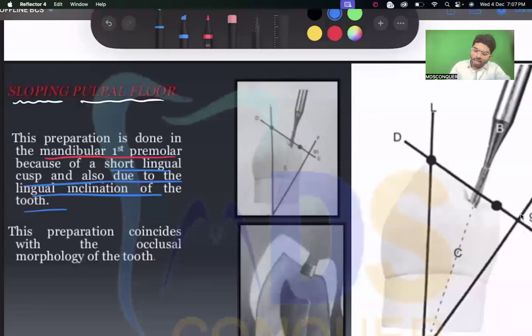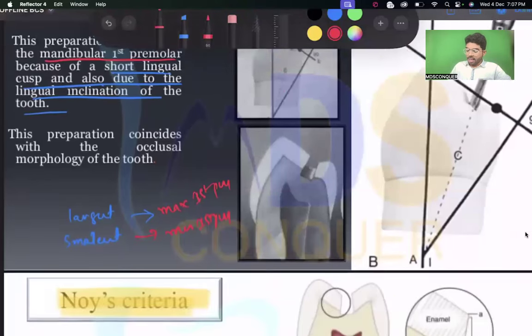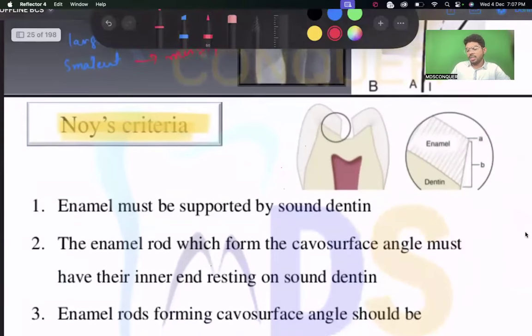Which is the smallest of all the premolars, and which is the largest of all the premolars? Yes, the largest is the maxillary first premolar and the smallest is the mandibular first premolar. Okay, right.